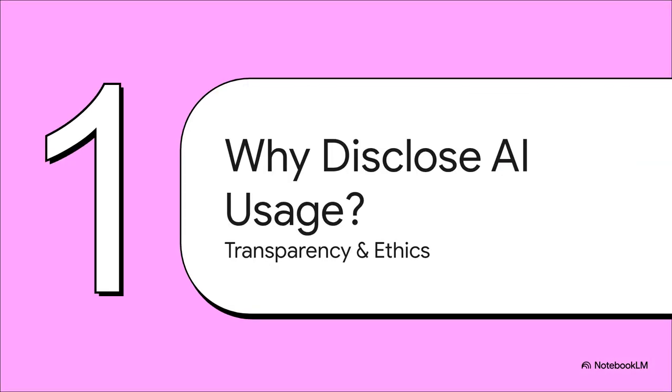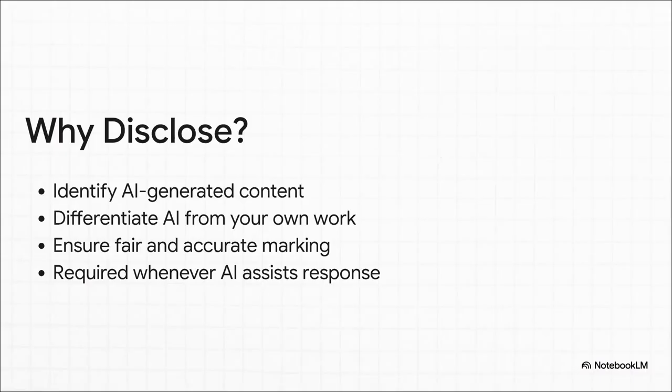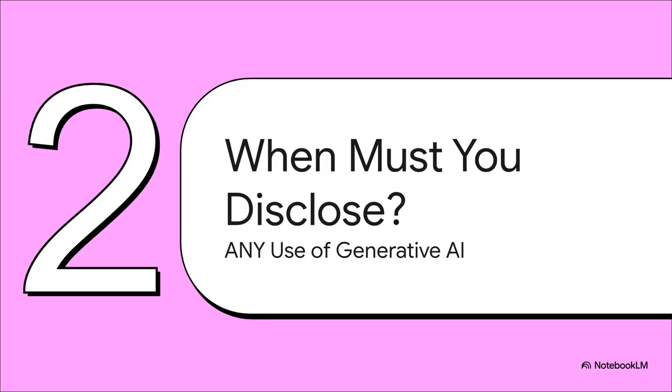All right, part 1, why disclose AI usage? There are really 4 core reasons why doing this is an absolute must. First off, it allows your lecturer to identify the AI-generated content. Second, it clearly differentiates the AI's assistance from your own original work. Third, and honestly most importantly for you, it ensures fair and accurate marking. And fourth, it's just a strict requirement whenever AI assists you. Basically, disclosure is the ethical solution that ensures your graders can clearly see exactly where your unique, brilliant voice ends and the AI begins.